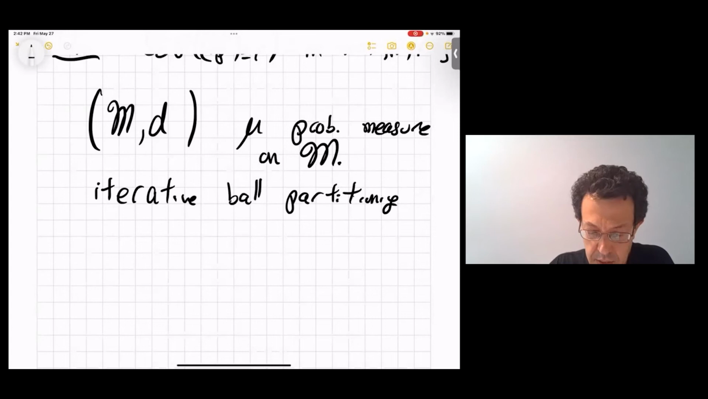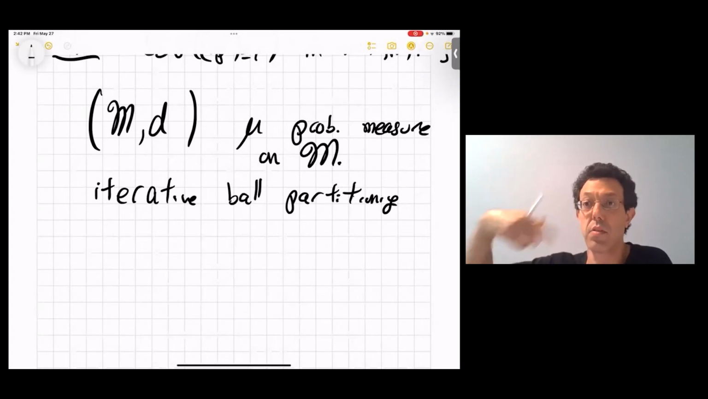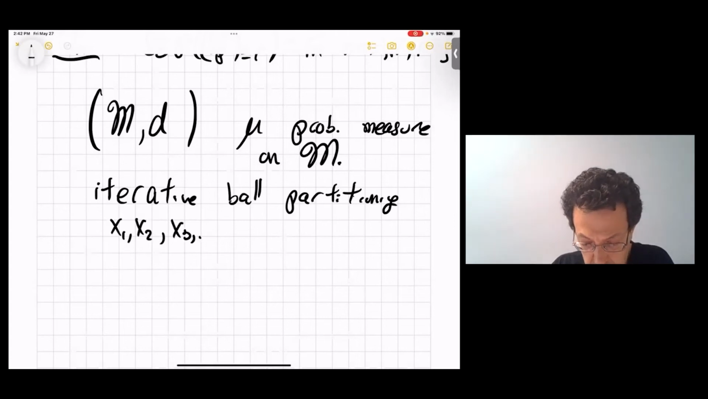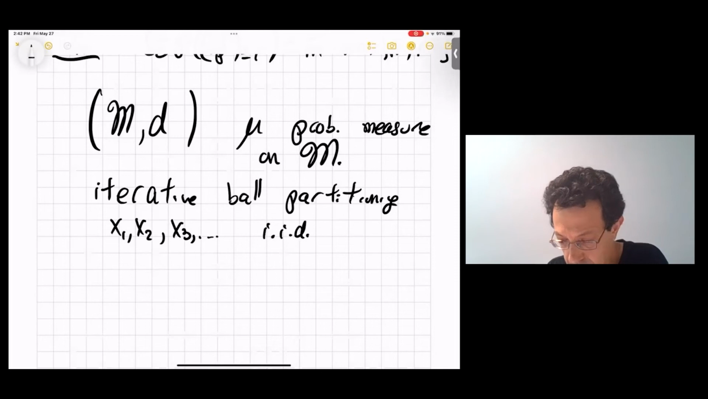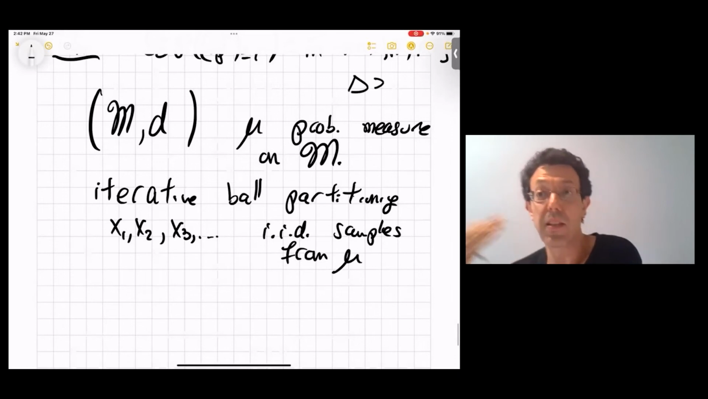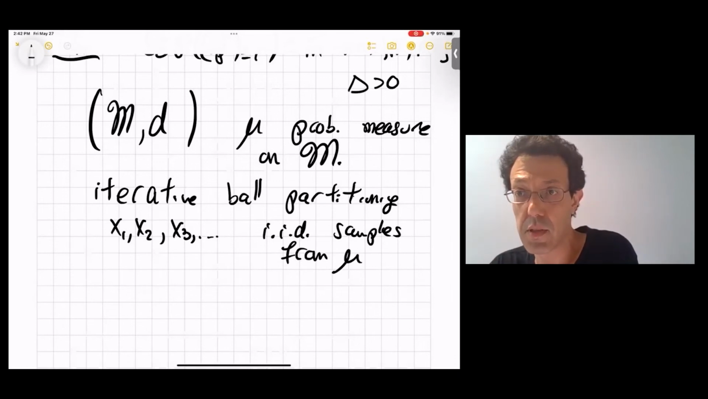And which is the following: take IID points, select IID points according to you. So x1, x2, x3, etc. are IID samples from you. And we wanted to shoot for some diameter. So there's some delta bigger than 0. That's the bound of the diameter that I'm going to get for the partition.